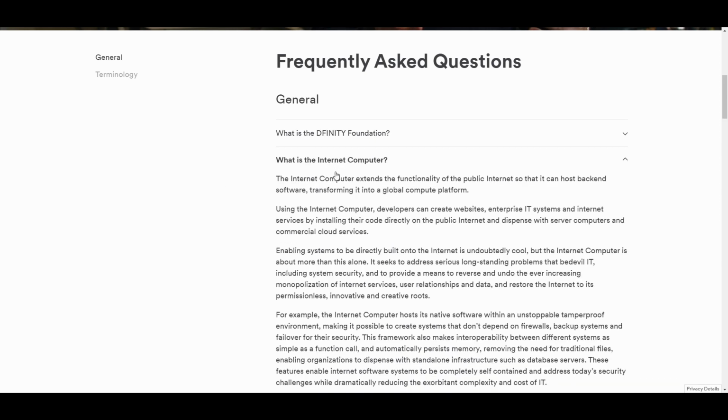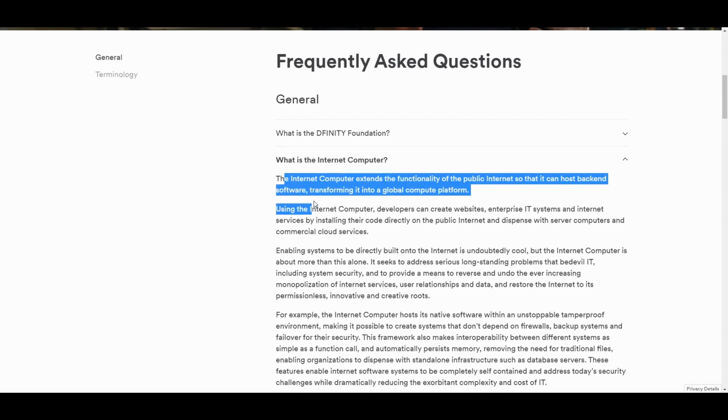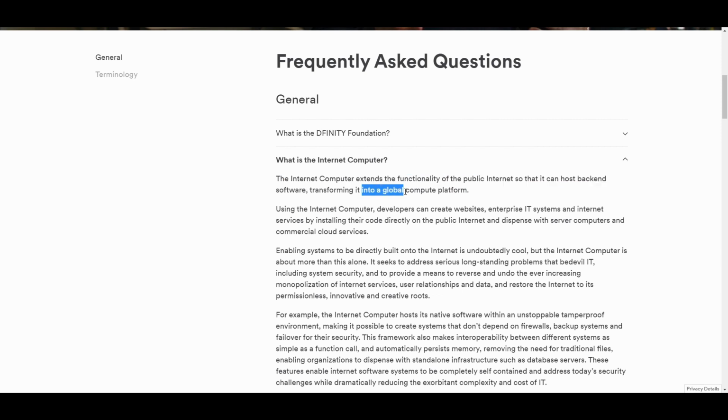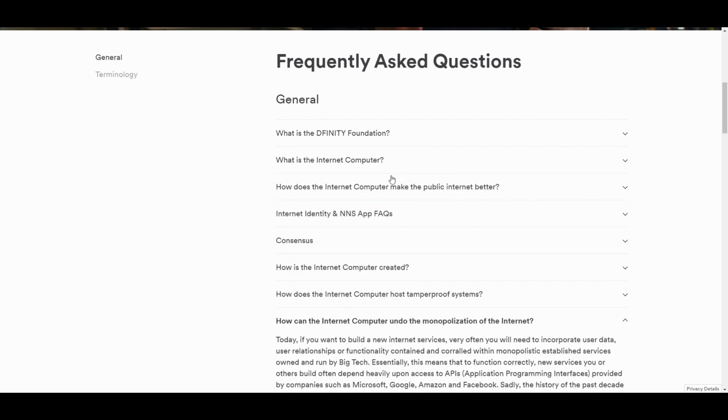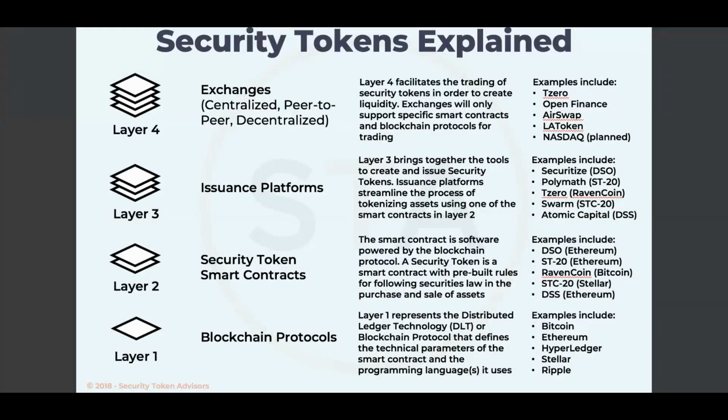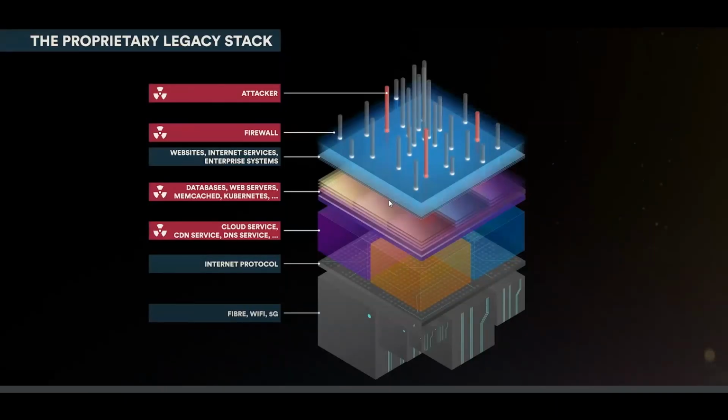Moving back to Internet Computer, it extends the functionality of the public internet so that it can host back-end software, transforming it into a global compute platform. Now I'll do my best to keep this simple and understandable, so here is the issue developers are facing when trying to create something on the internet, like websites, internet services, systems, and even DeFi applications.